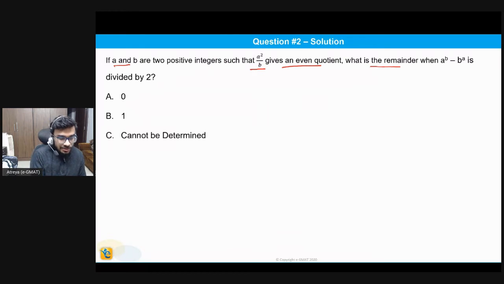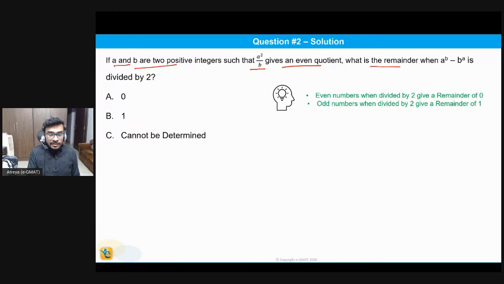All right, so here the constraints given in this question is a and b are positive integers. So how do we solve this? Again, we need to find out the remainder. We know that even numbers when divided by 2 give me a remainder of 0. Odd numbers when divided by 2 give me a remainder 1. So I need to understand whether a to the power b minus b to the power a is even or of the nature odd, right? So with that, a squared by b is given to be an even number. This is what's given in the question, right?